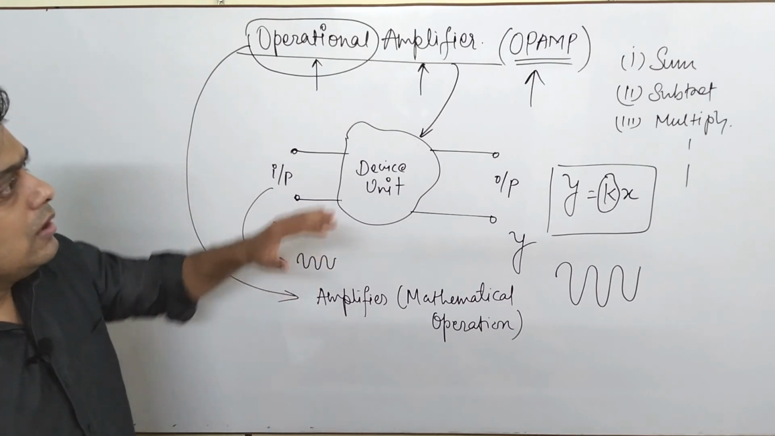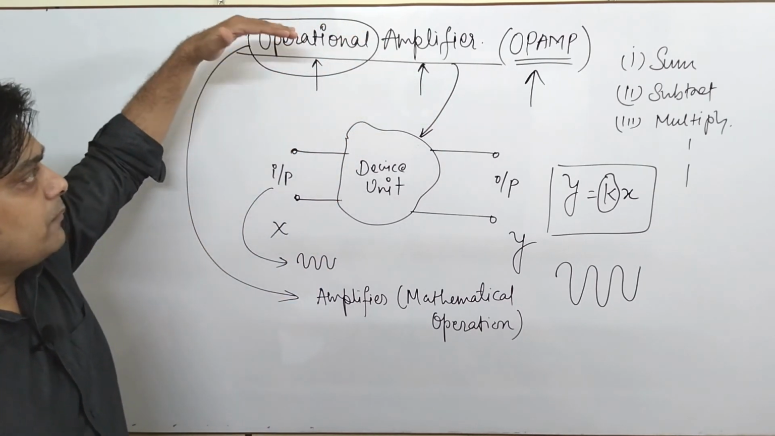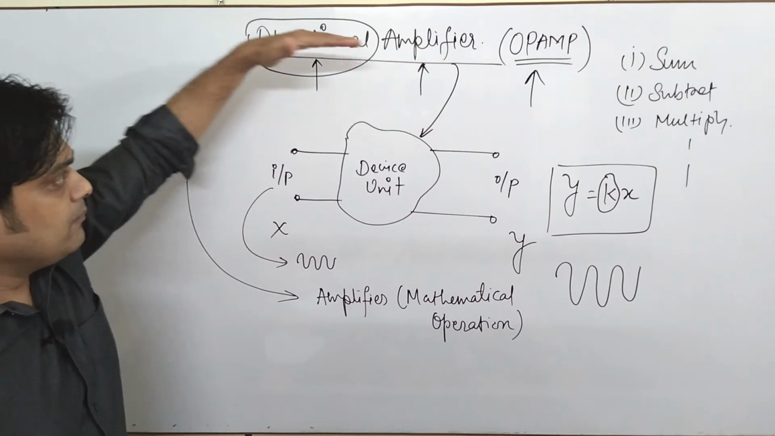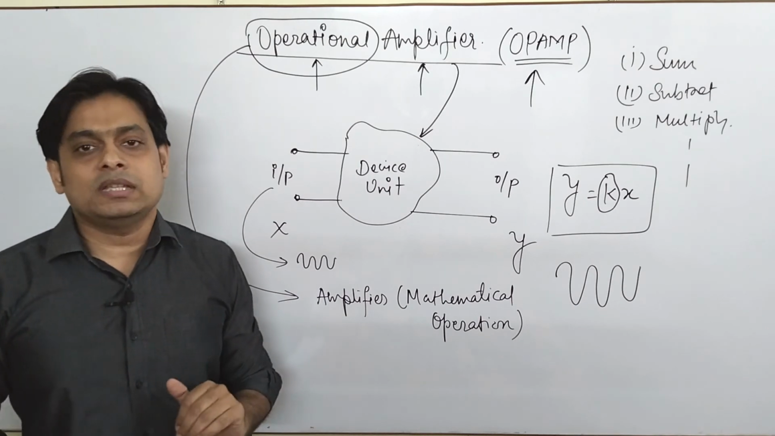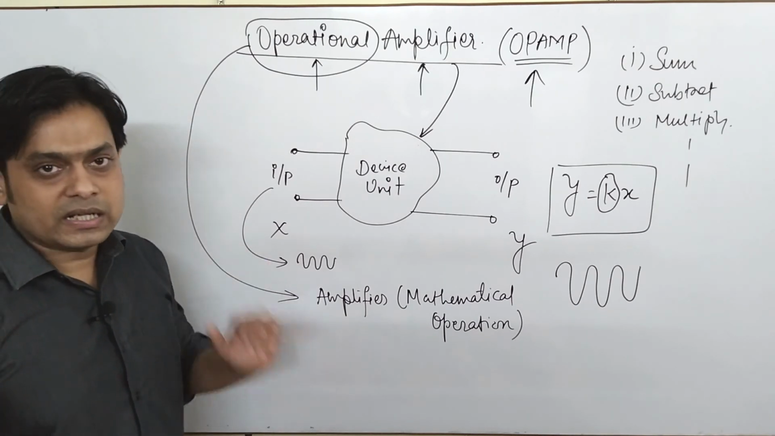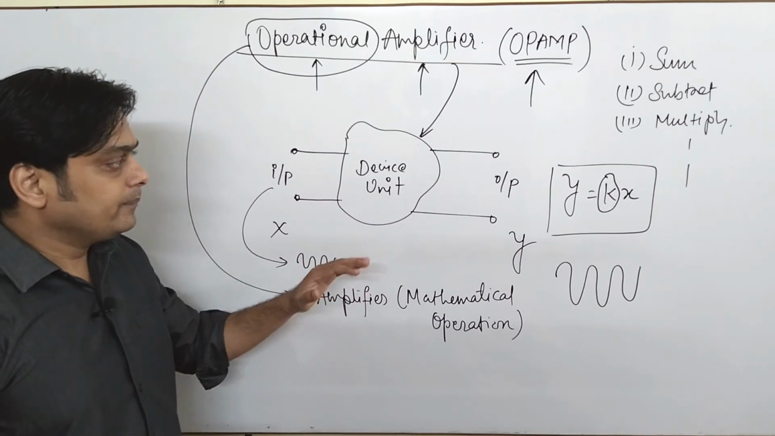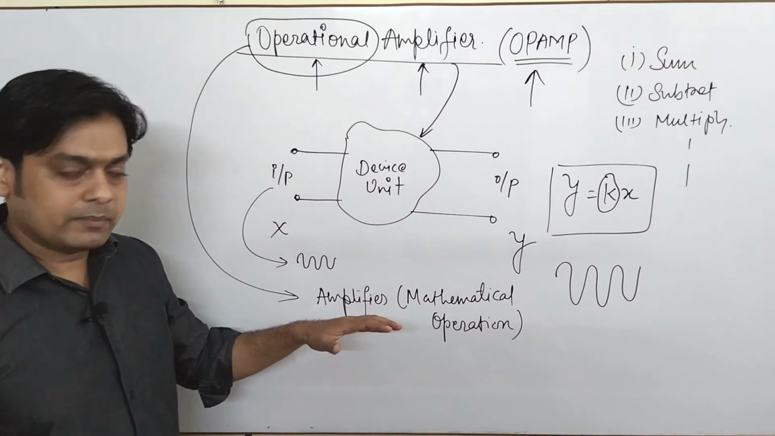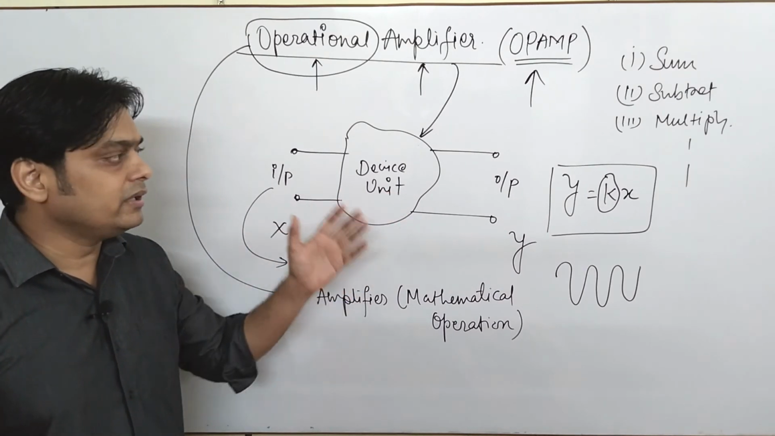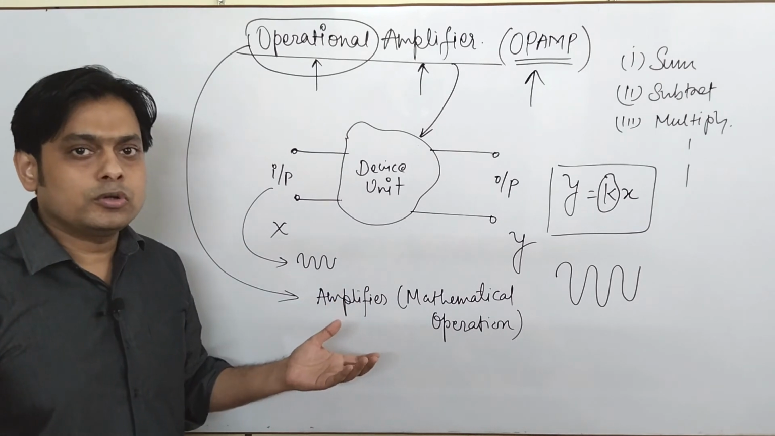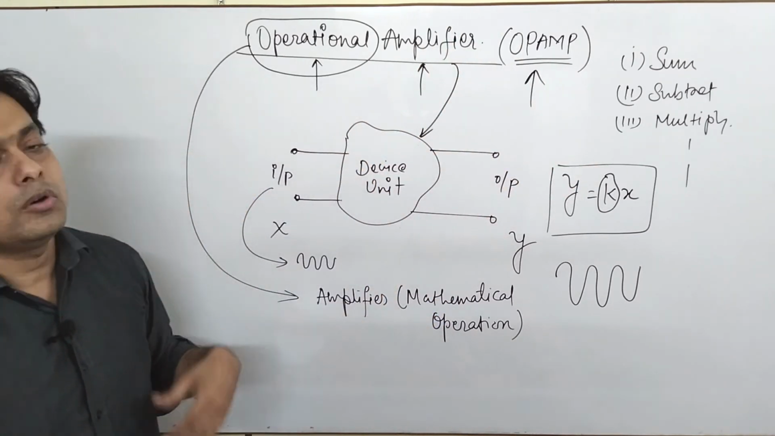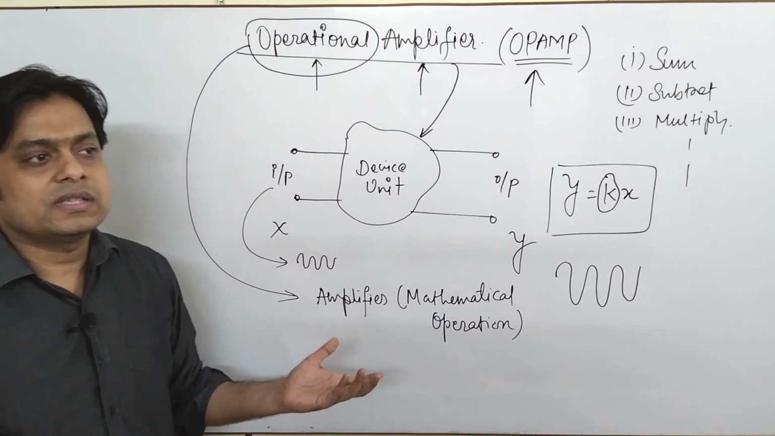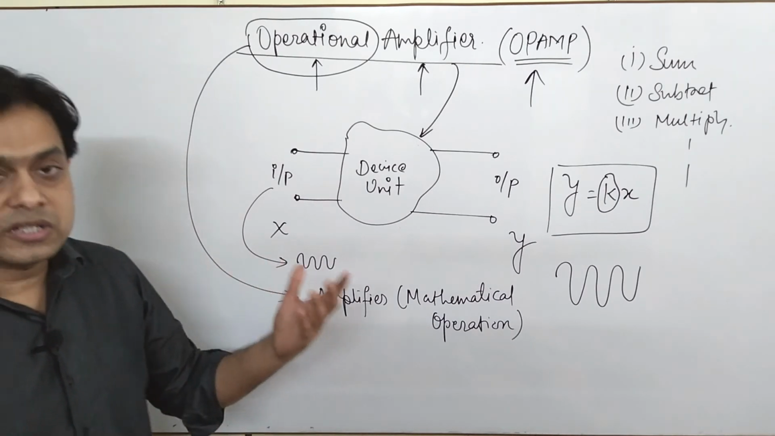So basically the meaning of operational is that the amplifier is capable of doing different types of mathematical operations in a network depending upon the requirement. Depending upon the requirement in the network, it gives an enhanced output, or a summed output, or a subtracted output, or a multiplied output, or you can say an integrated output or a differentiated output.